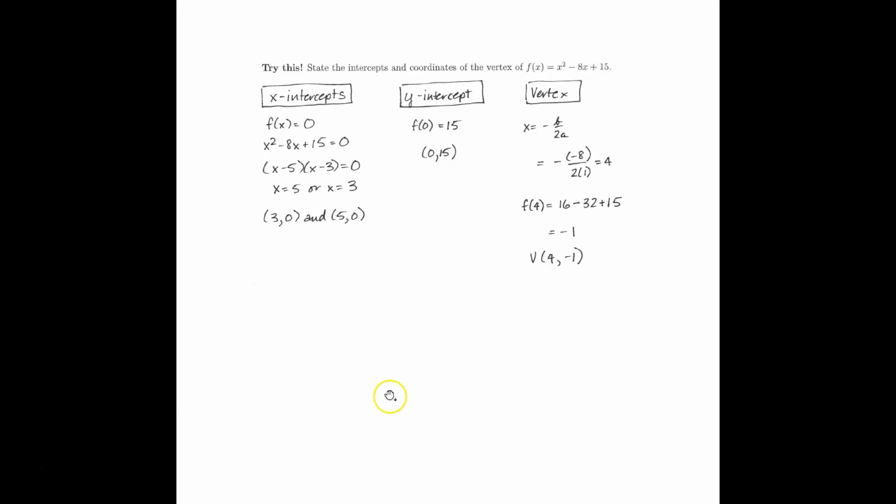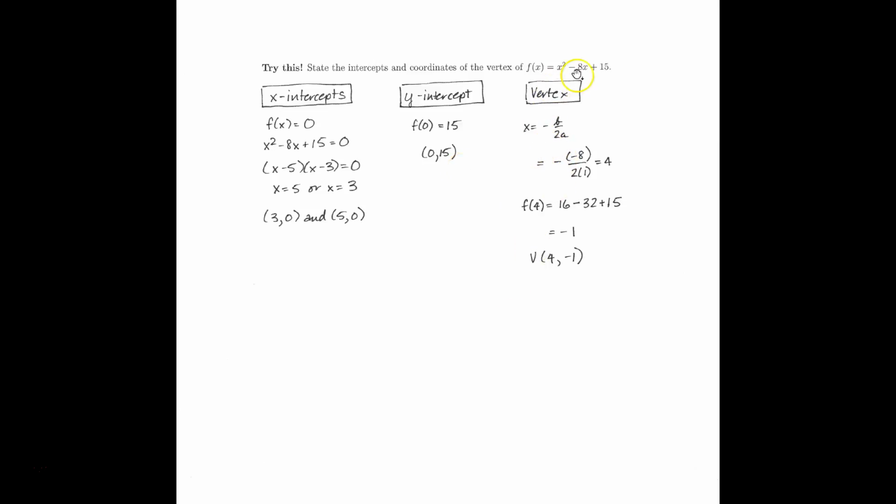So here, if you let f of x equal 0 and you factor, this is factorable, so it's easy to factor this into x minus 5 times x minus 3. So we get (3, 0) and (5, 0) as our x-intercepts. Our y-intercept is when x is 0, f of 0 is 15, so (0, 15) is the y-intercept.